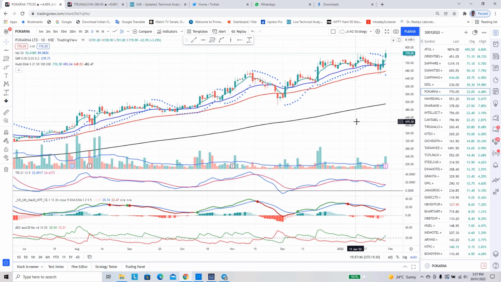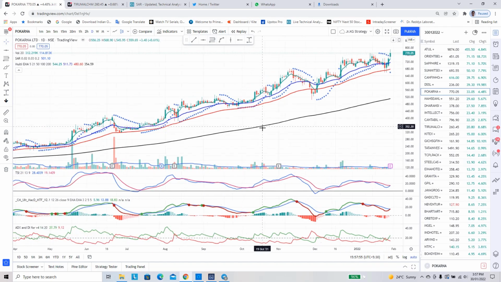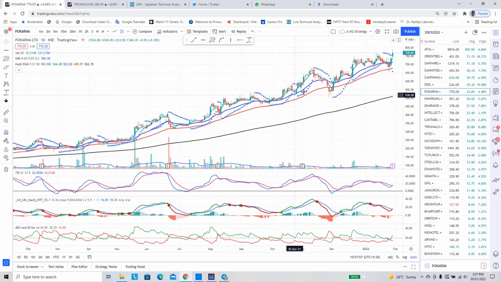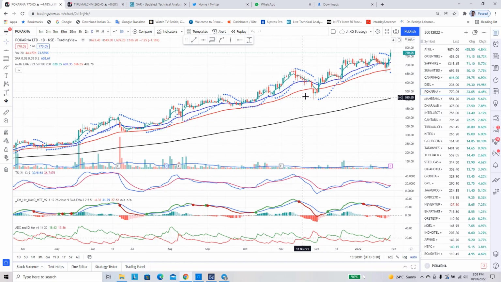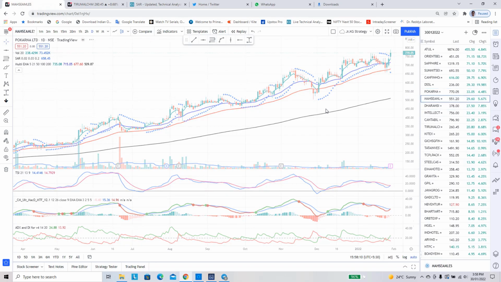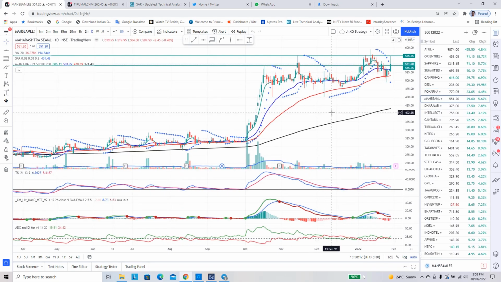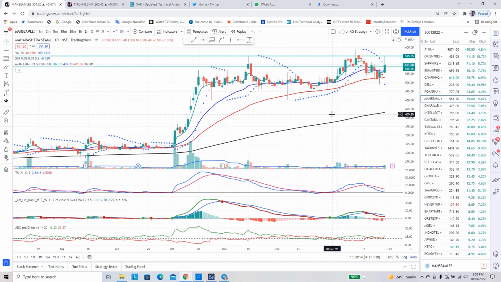Okay, so again if you can see Pokharna, very high volume, good movement, but this stock has run up very highly. So I will just keep it on the watch list, but I will not take a position, and I will just go to the next. Okay, these are the kind of stocks in which I usually prefer to take a position.